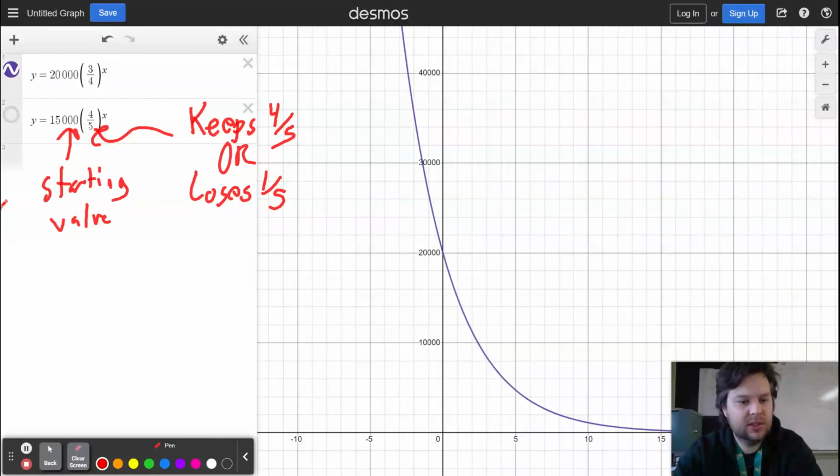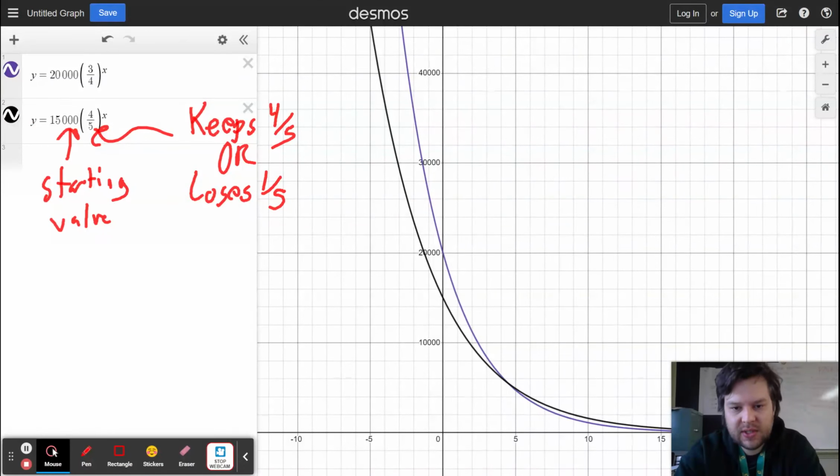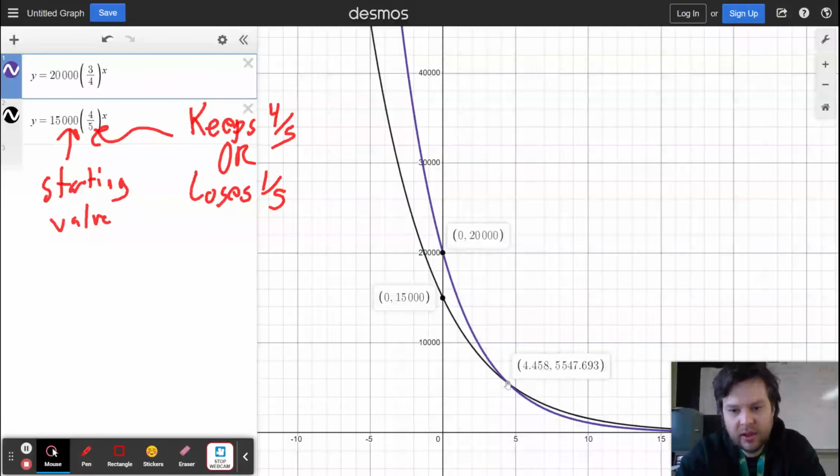Okay, so let's look at the picture. And you can see that this one actually is a little bit less steep. It costs less at the beginning, 15,000 versus 20,000, but it loses less of its value. In fact, where they cross over is the point where they would be worth the same value. And then after that, the black curve is actually worth more.